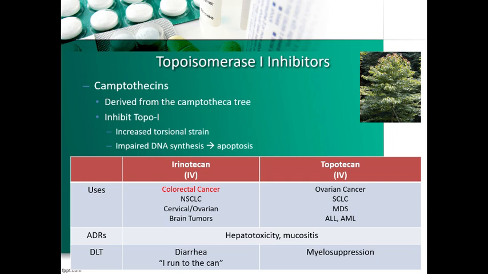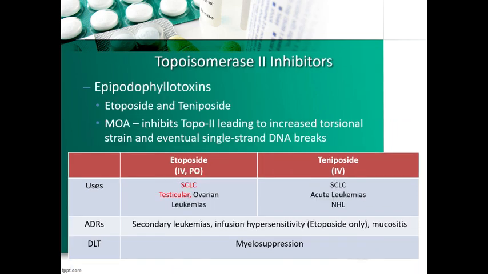But we primarily see irinotecan as part of FOLFIRI, okay, or FOLFIRINOX, which is used in colon cancer and pancreatic cancer. The primary toxicity here that everybody seems to remember, which is good, is diarrhea. Okay, you can have acute or delayed diarrhea, right? You run to the can, irinotecan. Etoposide we'll see all the time in small cell lung cancer as well as testicular cancer. Okay, teniposide we don't really see as often.